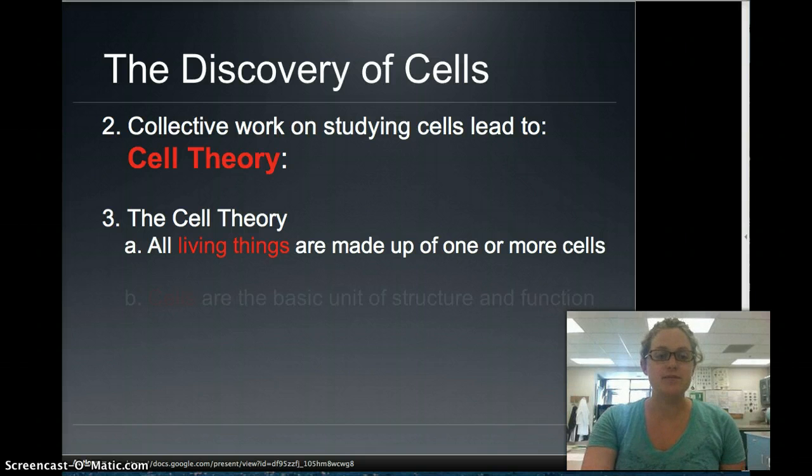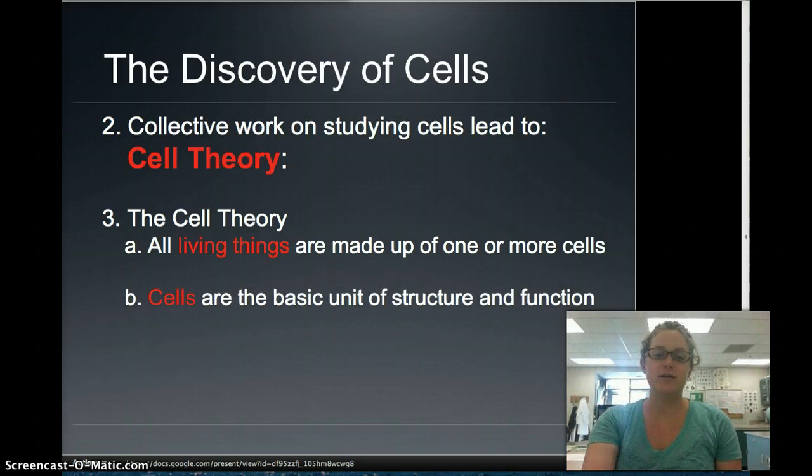The second thing is, cells are the basic unit of structure and of function. What you're made up of is structure, and what you can do is your function. Everything from how you eat is based on this: your stomach is made of cells, and it produces enzymes that break down your food and can send that around for energy. So cells are the basic unit.